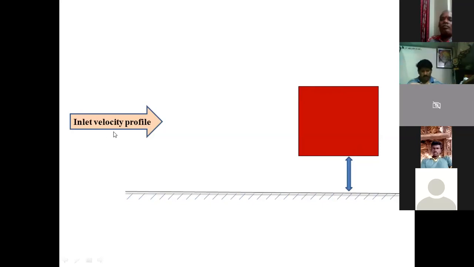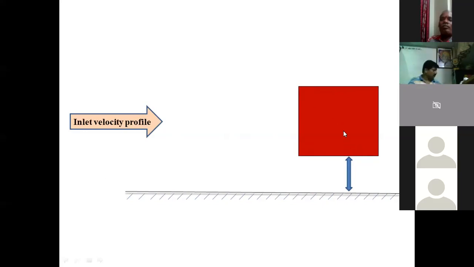There may be different kinds of flow, because you will not always get uniform flow. Whatever the velocity at this location, that may not be the same at the upper or other locations. So if at the inlet a non-linear or parabolic velocity profile is there, what is the effect on this obstacle? We can study that here, along with the position of this obstacle with respect to this boundary region.